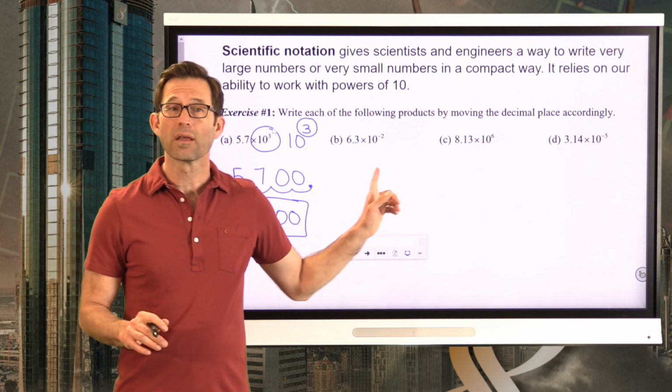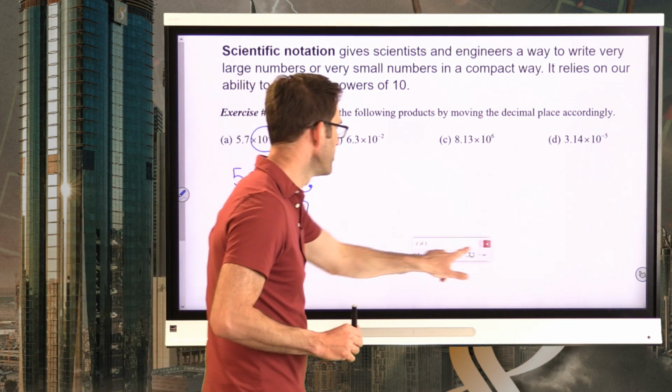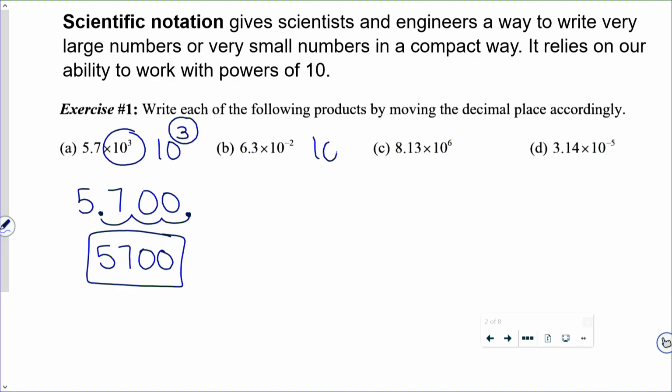Okay, now let's take a look at one with a negative power to it. All right, here I've got the power -2, and that power is going to indicate that on my 6.3, I should move my decimal place 2 units to the left, giving me 0.063.